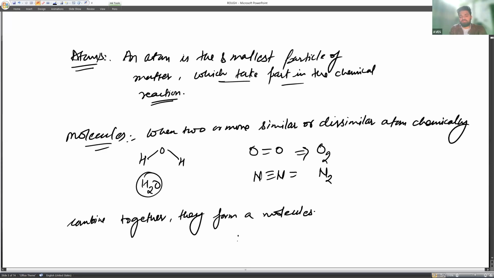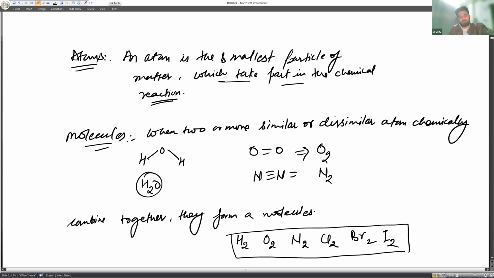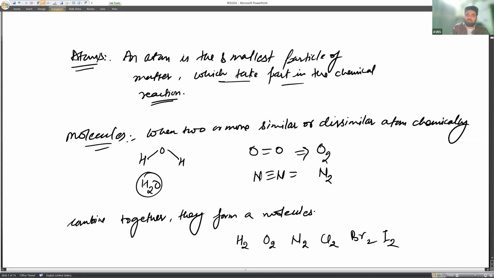If the atoms are similar, it is H2, O2, N2, Cl2, Br2, I2. These are homoatomic molecules.